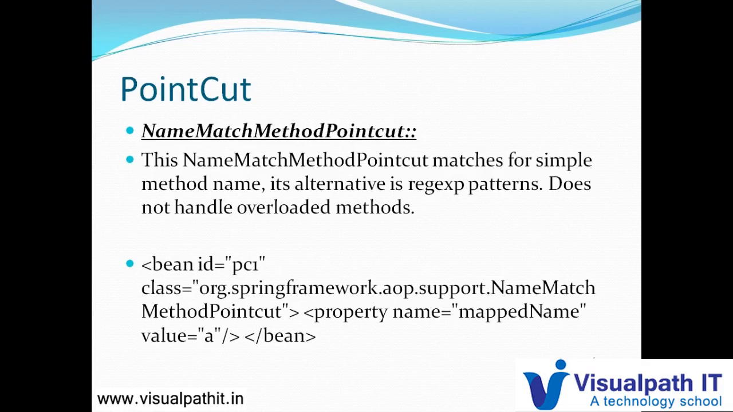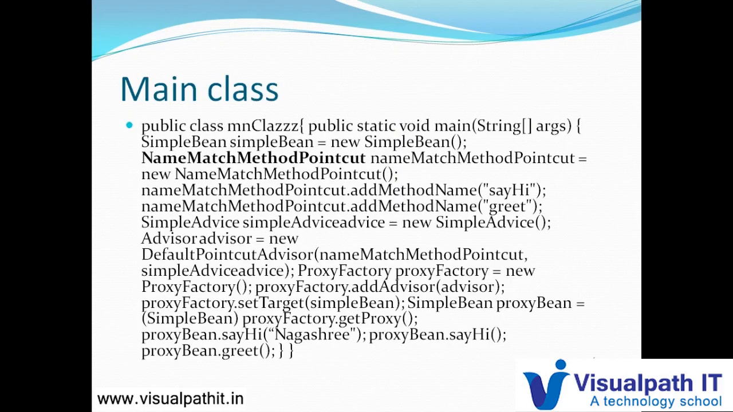So what is declared in the bean class? We need to see. In the bean XML, we have the bean ID, name, class, the NameMatchMethodPointcut class package, property name and the value. The bean is enclosed. Then we see how it is used in the main class. This is a public class, main class, inside which we have the main method, public static void main, where first we need to import NameMatchMethodPointcut.